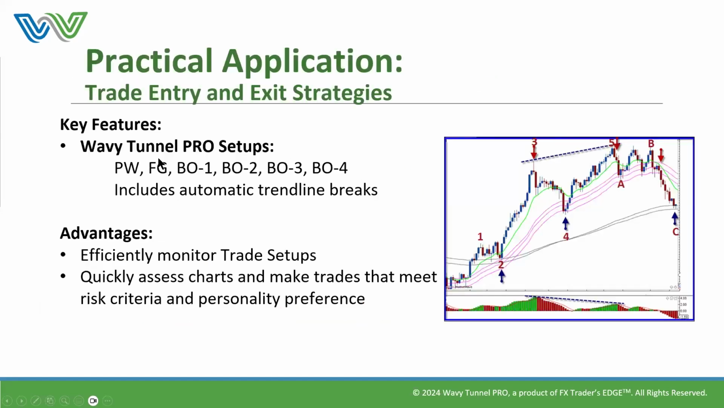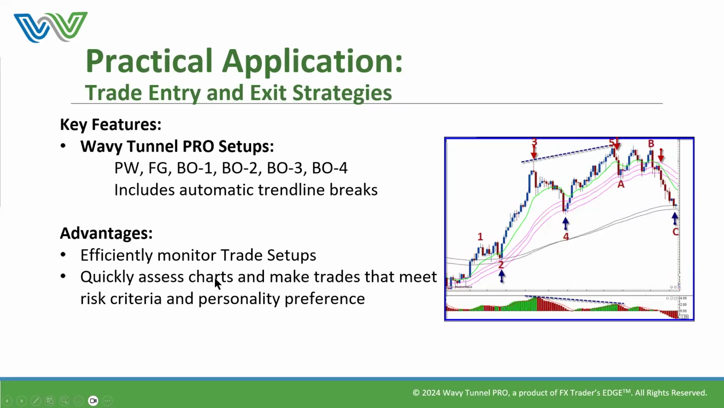And these are the Wavy Tunnel Pro setups that I just discussed. There are 6 of them. PWFG. This is called price to wave, fill the gap, breakout 1, breakout 2, breakout 3, breakout 4. They loosely correspond to the waves. And PW fill the gap is the end of the trend. It also includes automatic trend line breaks.